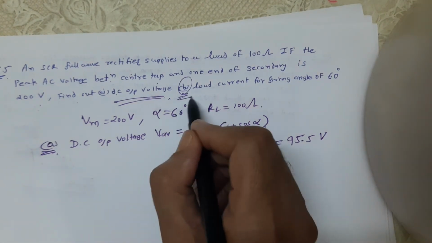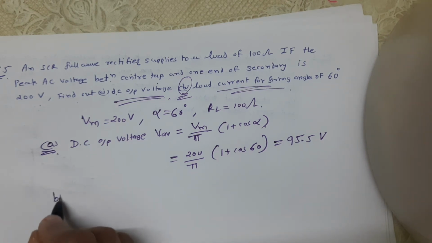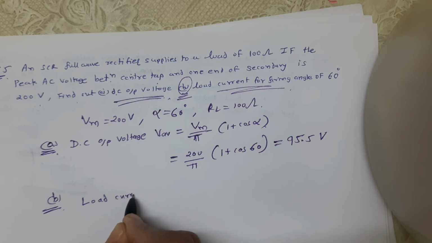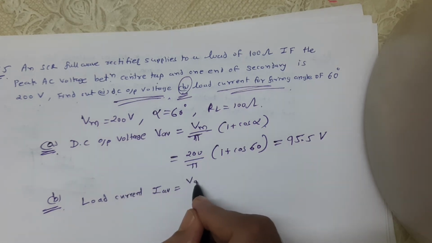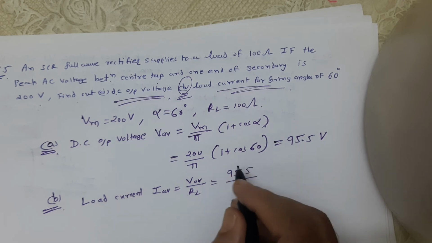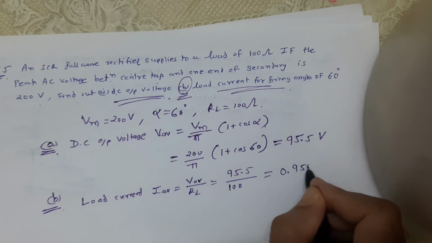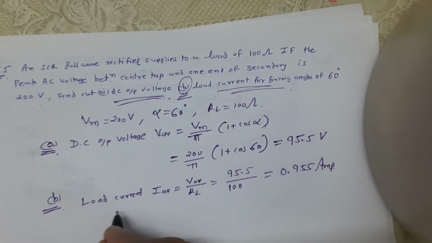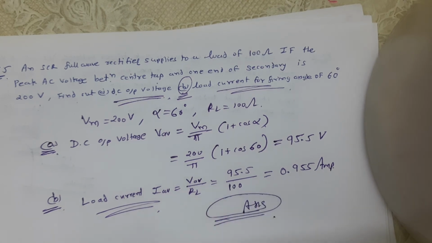So in this way we are getting the DC output voltage. Now to find out B, that means load current for the firing angle of 60 degree, I average is equal to V average upon RL, that is equal to 95.5 divided by RL 100, and this is equal to 0.955 ampere is the load current average. This is your final answer.